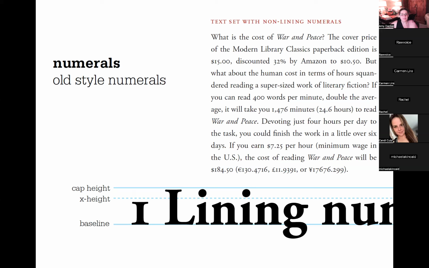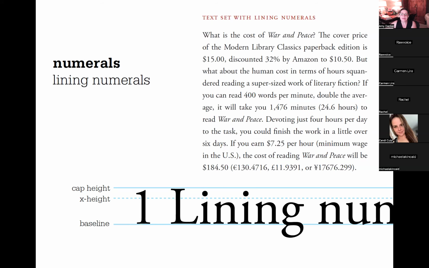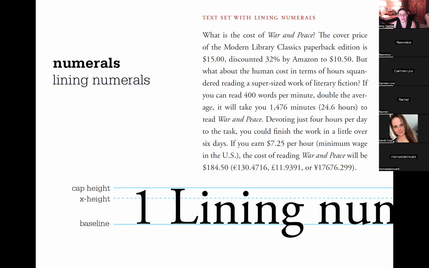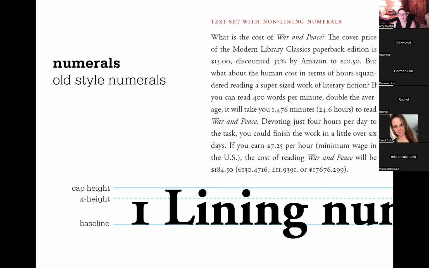And so sometimes you want them to be more blended. If you want your numbers to blend in, you want to use old style numbers. And if you want your numbers to pop out, you might want to use lining numbers. So looking at the two choices, think about, do I want them popping out like a capital letter? Then I want lining. If I want them integrated, I want old style.